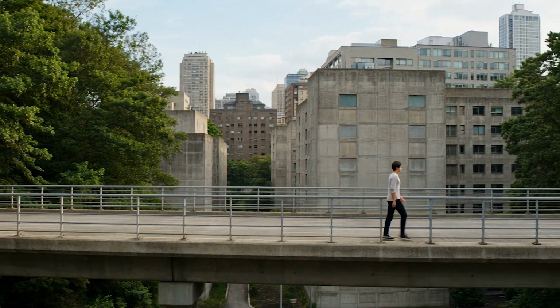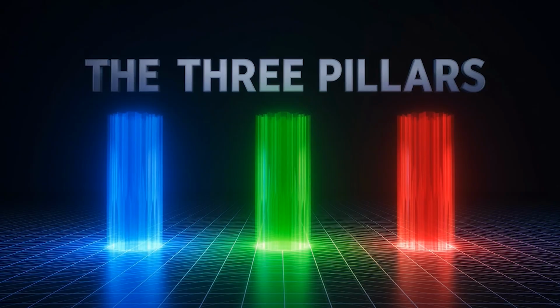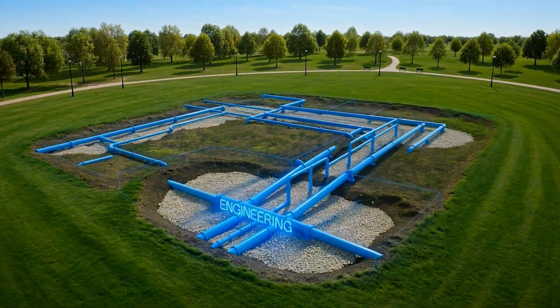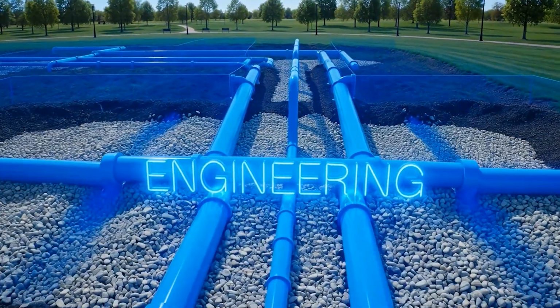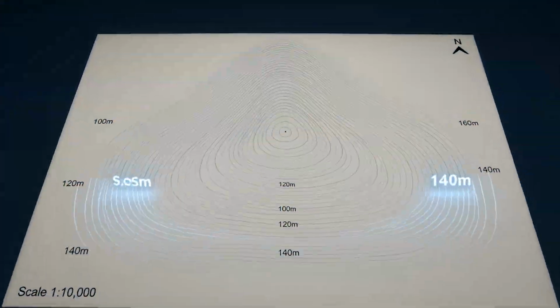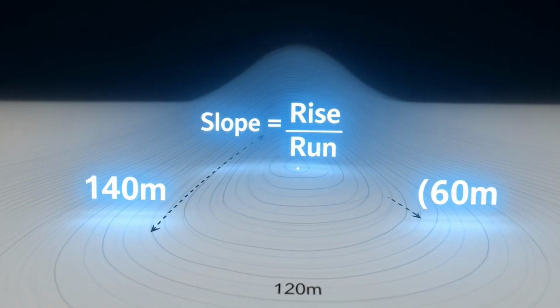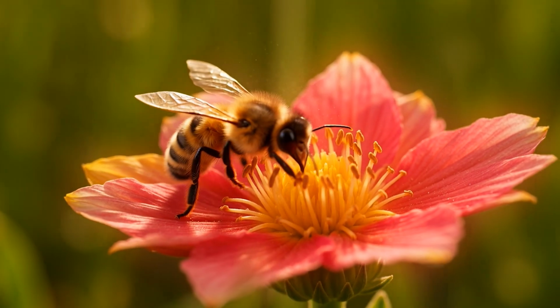To do this, we need to master 3 specific disciplines. We call these 3 pillars. The first pillar is engineering. We are the civil engineers of the surface. We grade the land and manage water. Because if you don't understand slope and drainage, your beautiful garden will flood the basement. It starts with math.